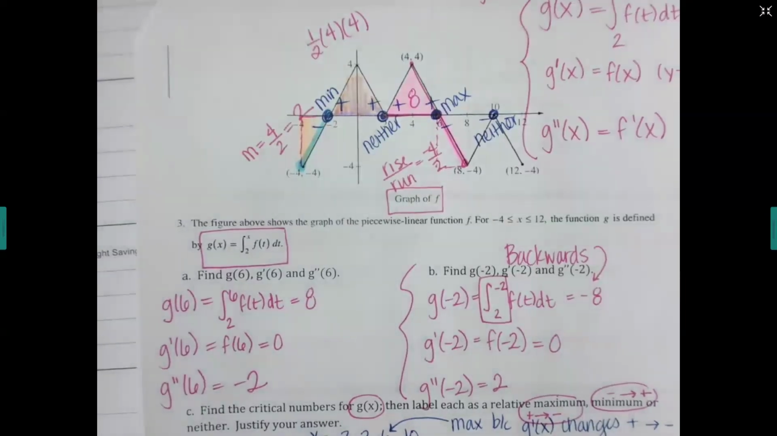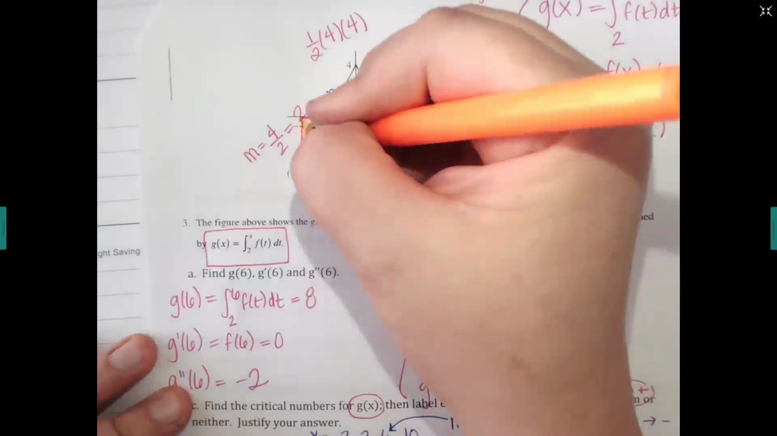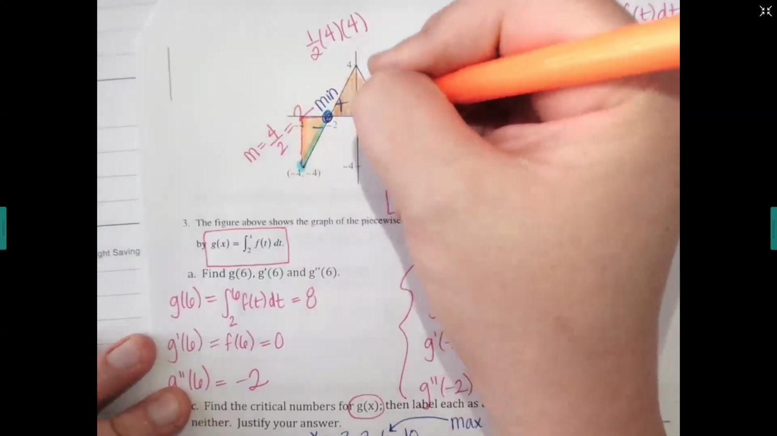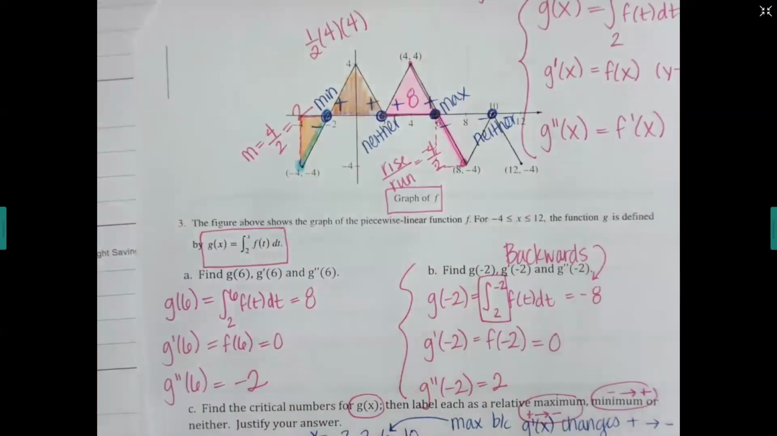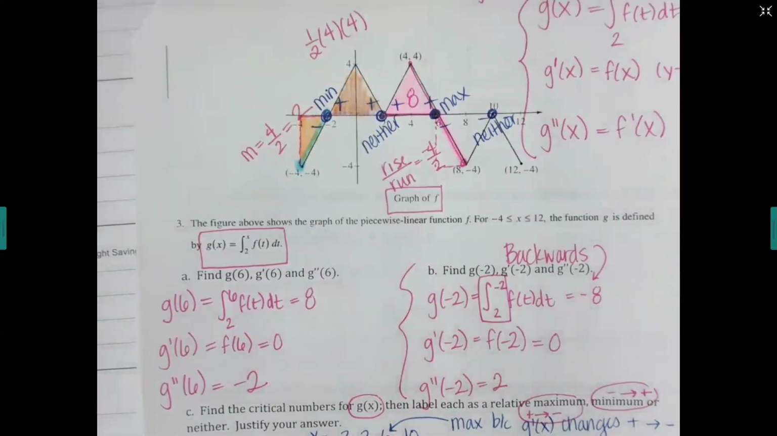Okay, those little orange pockets. Now, because this graph is a bunch of triangles, do you see that really these two triangles are just going to cancel each other out? Because this triangle and this triangle, they're the same size. One of them's above, one of them's below. So pretend these two are gone.